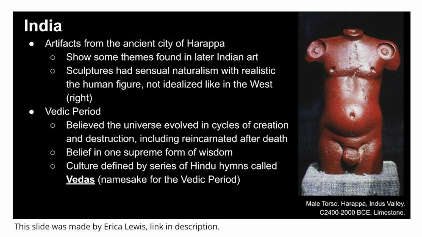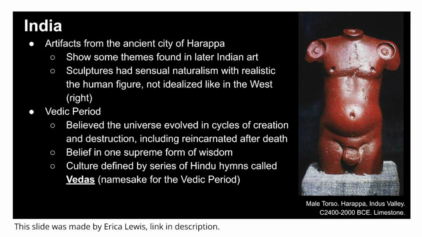Here are artifacts from the ancient city of Harappa, which show some themes found in later Indian art as well. The sculptures had a sensual naturalism with realistic human figures, not idealized like in the West. So on the right here, you can see this is a very realistic, attainable body shape. It's not the perfection like the Greeks would want us to believe.